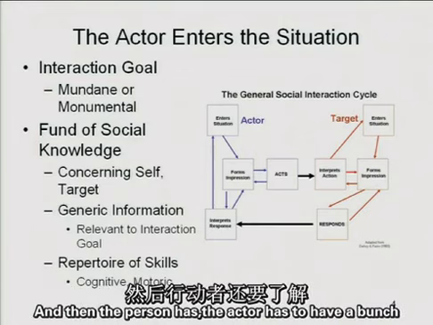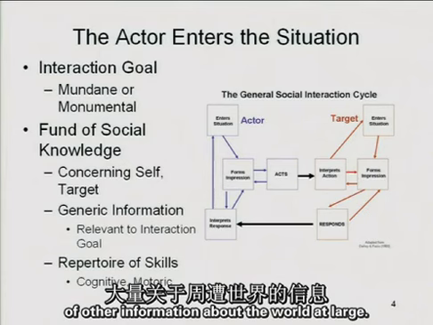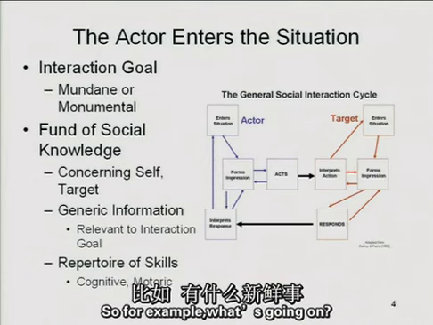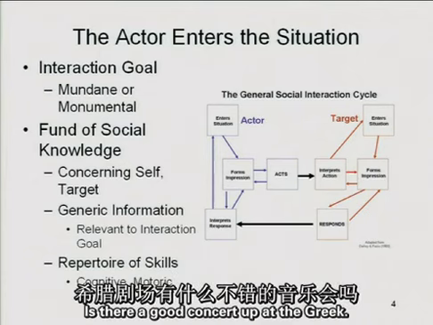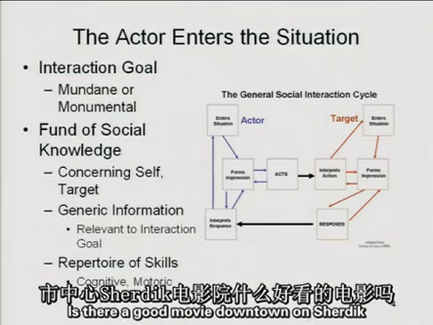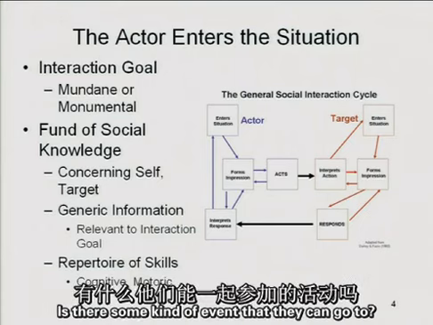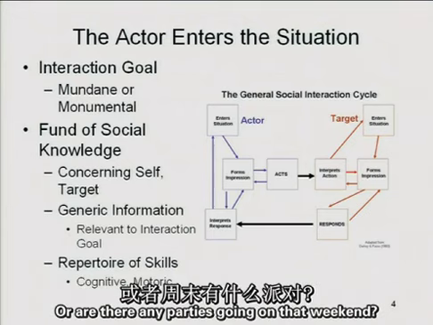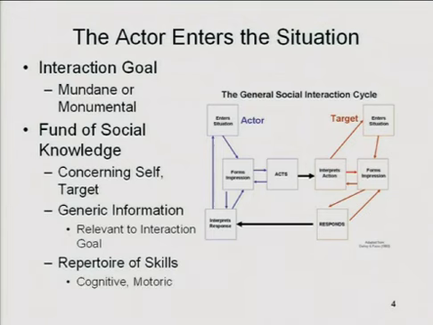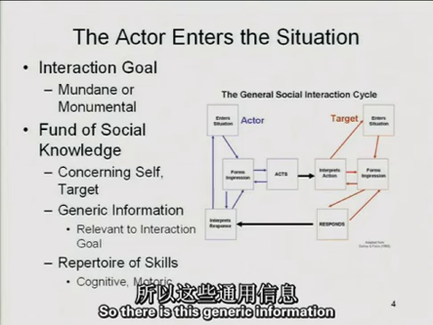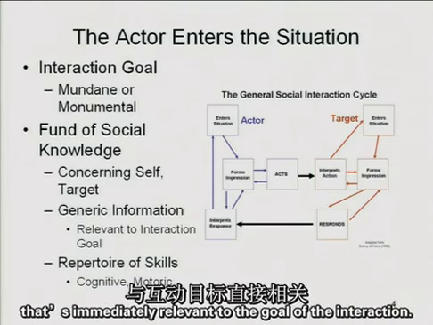And then the actor has to have a bunch of other information about the world at large. So, for example, what's going on? Is there a good concert up at the Greek? Is there a good movie downtown on Shattuck? Is there some kind of event that they can go to? Are there any parties going on that weekend? So there's this generic information that's immediately relevant to the goal of the interaction.